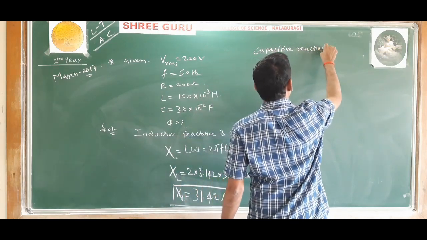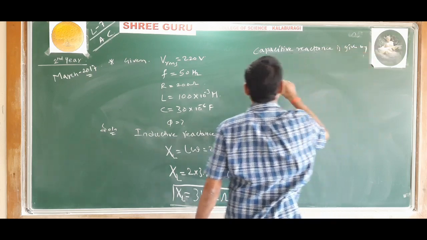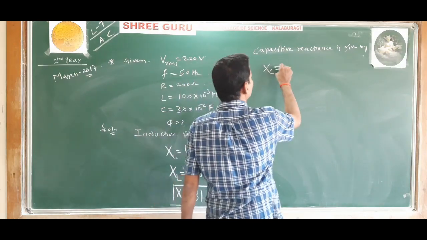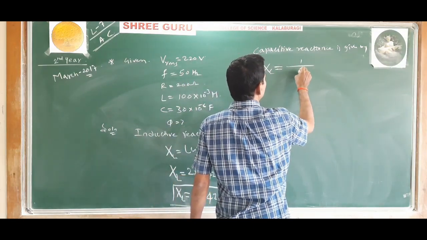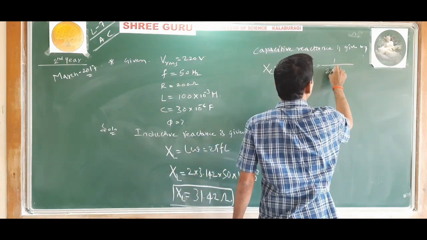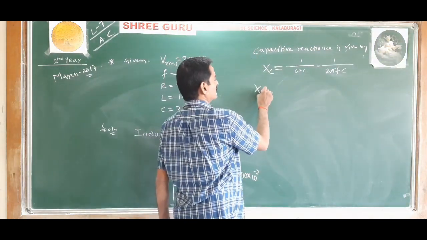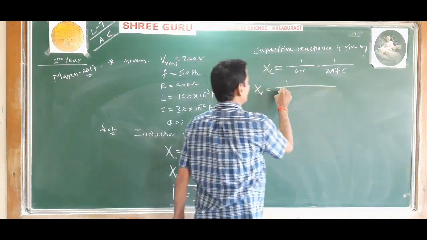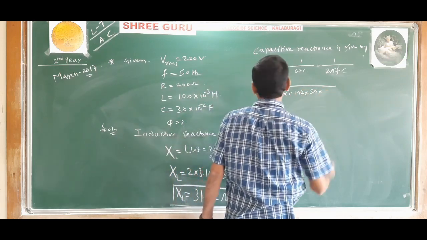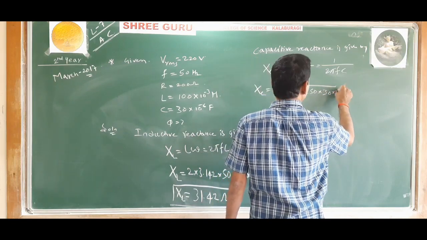Capacitive reactance is given by XC is equal to 1 divided by omega C. It is 1 divided by 2 pi f into C. So therefore XC is equal to 1 divided by 2 into 3.142 into 50 into C. C is 30 into 10 to the power minus 6.